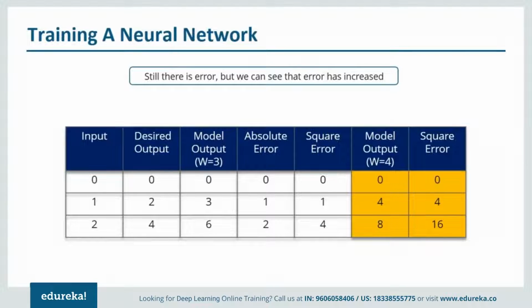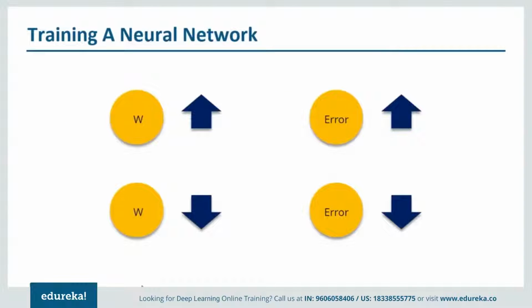But is it always the case that we need to only decrease the weight? Definitely not. In this particular scenario, whenever I'm increasing the weight, error is increasing, and when I'm decreasing the weight, error is decreasing. But as I've told you earlier as well, this is not the case every time. Sometimes you need to increase the weight as well. So how do we determine that?